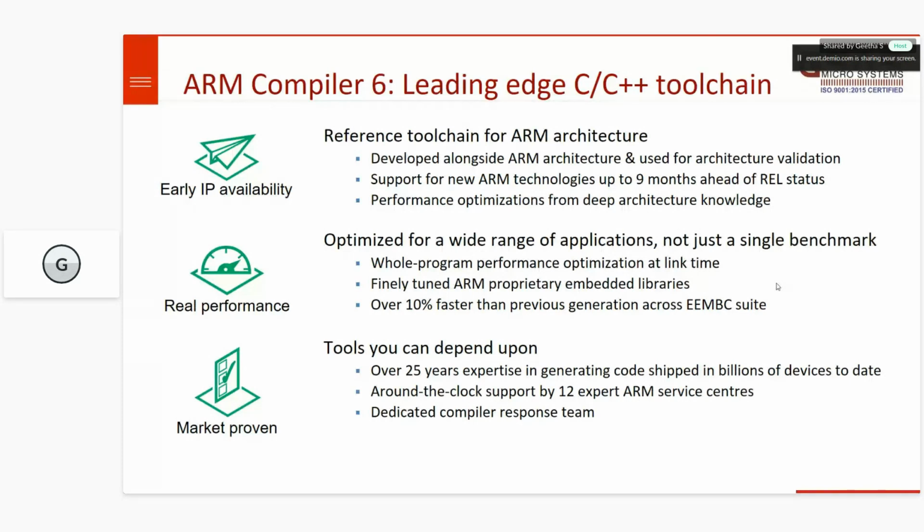And 10% faster than the previous generation across EEMBC. So I hope the team is aware of what EEMBC is. EEMBC is a benchmarking suite, which companies developing embedded compilers usually use to do their benchmarking against other compilers. And here, before ARM compiler 6, ARM compiler 5 was in existence. Even now ARM compiler 5 is still there. It is not obsolete. But compared to compiler 5, this ARM compiler 6 generates 10% faster code.